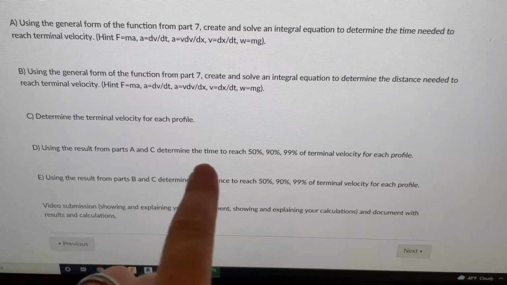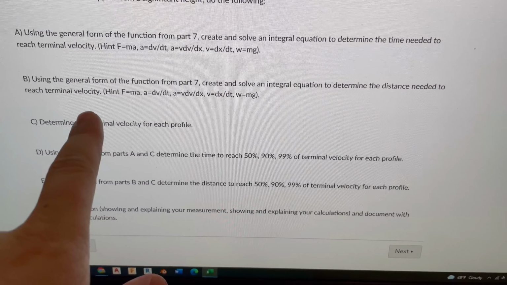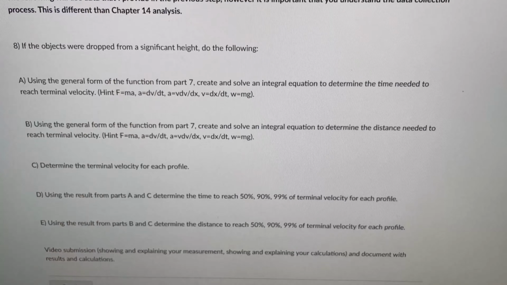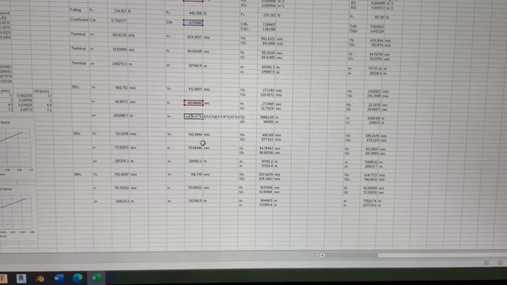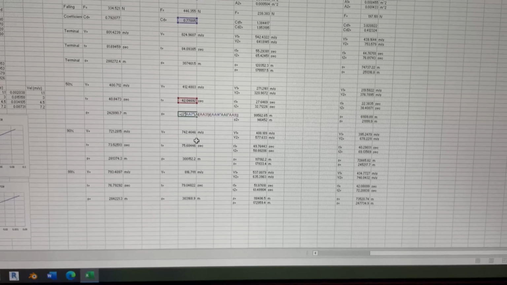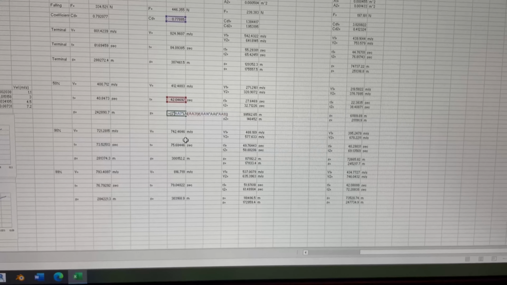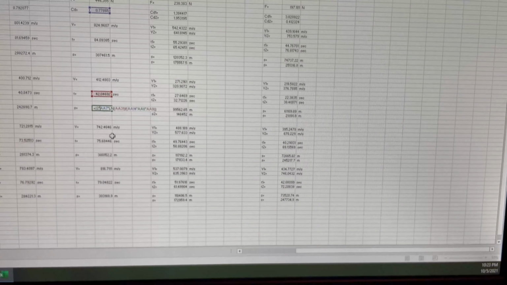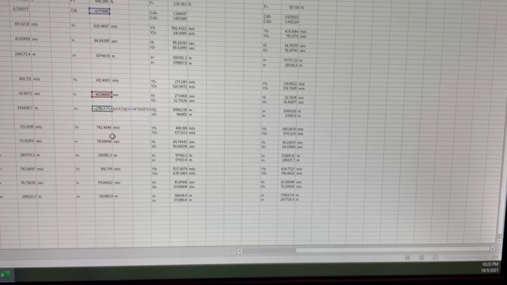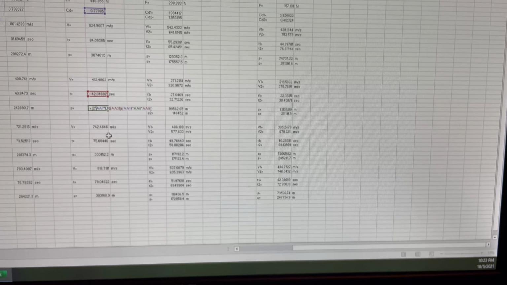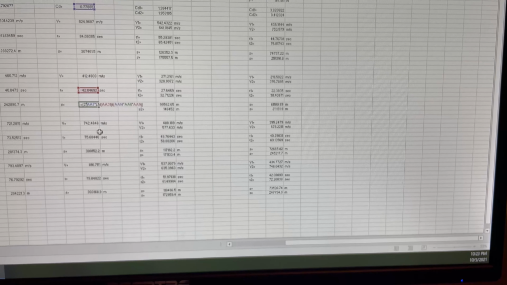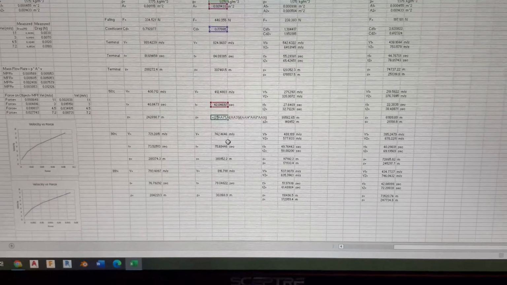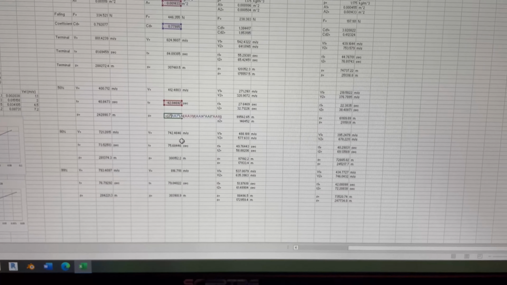Terminal velocity, 50, 90, video submission. If objects do the following. Well, these are definitely a significant height. I guess these are in meters, but that's still really high. 288 kilometers, 307 kilometers, 120 kilometers, 175 kilometers, 747 or 774 kilometers. That seems ridiculously high. So I don't know that these are actually correct.